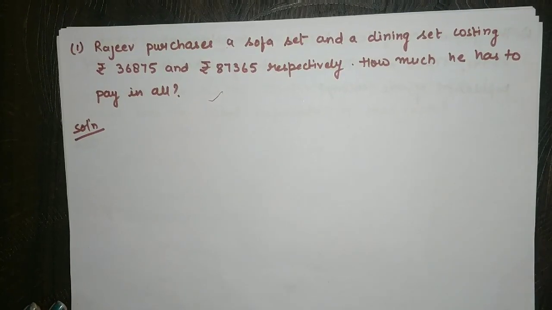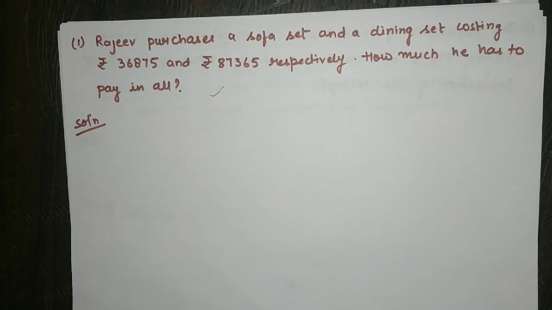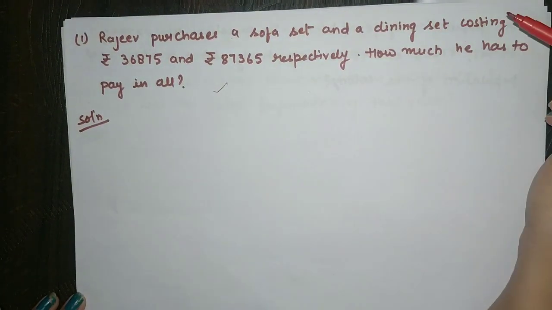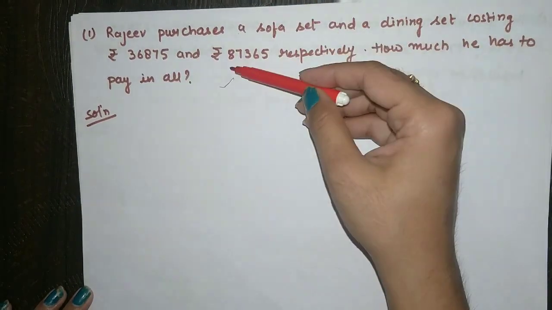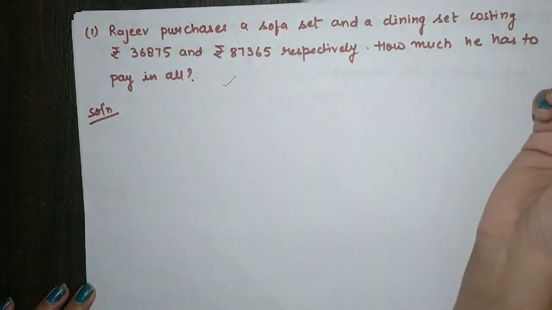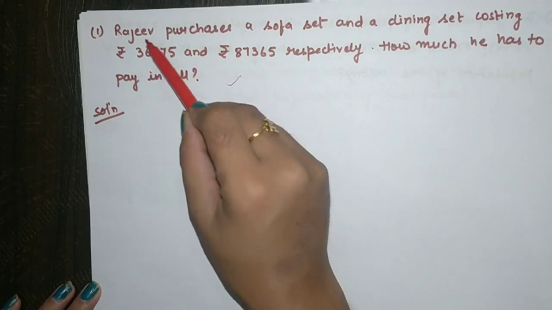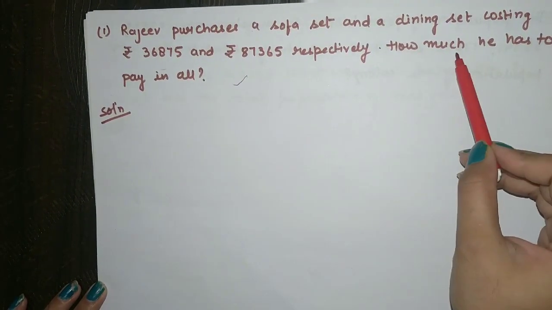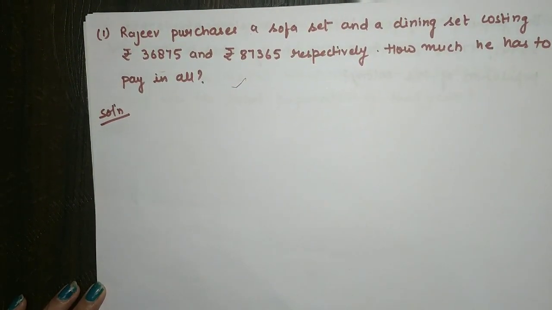Today we are going to solve word problems of addition. For example, we have a question: Rajiv purchases a sofa set and a dining set costing rupees 36,875 and 87,365 respectively. Means Rajiv purchases one sofa set of this much amount and a dining set of this much amount. How much does he have to pay in all? So we have to calculate how much he has to pay in total.